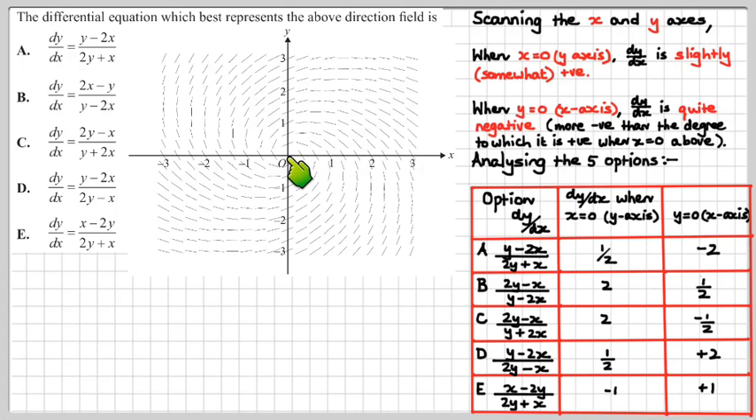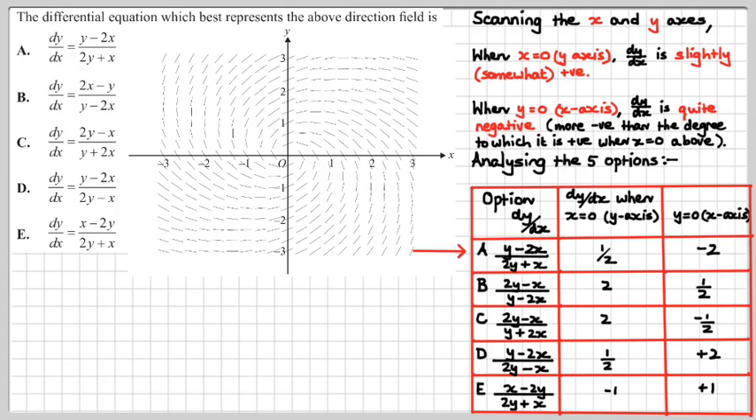Along the x-axis, when y is 0, we're expecting minus something. So when y is 0, we're expecting, oh, that looks all right, doesn't it? Now along the y-axis, that meets our criteria. We'd expect something positive, but less positive than the degree to which this one was negative when we were cruising along the x-axis, where y is 0.